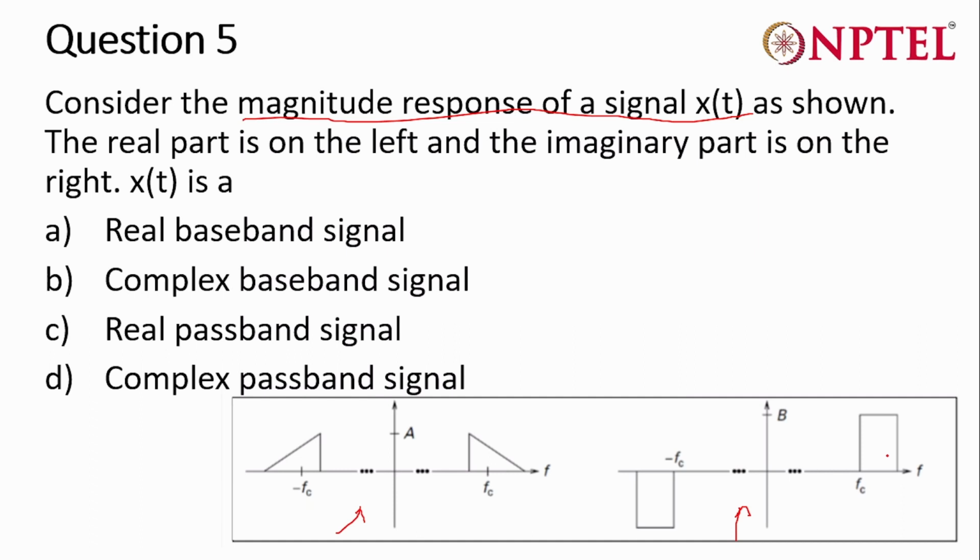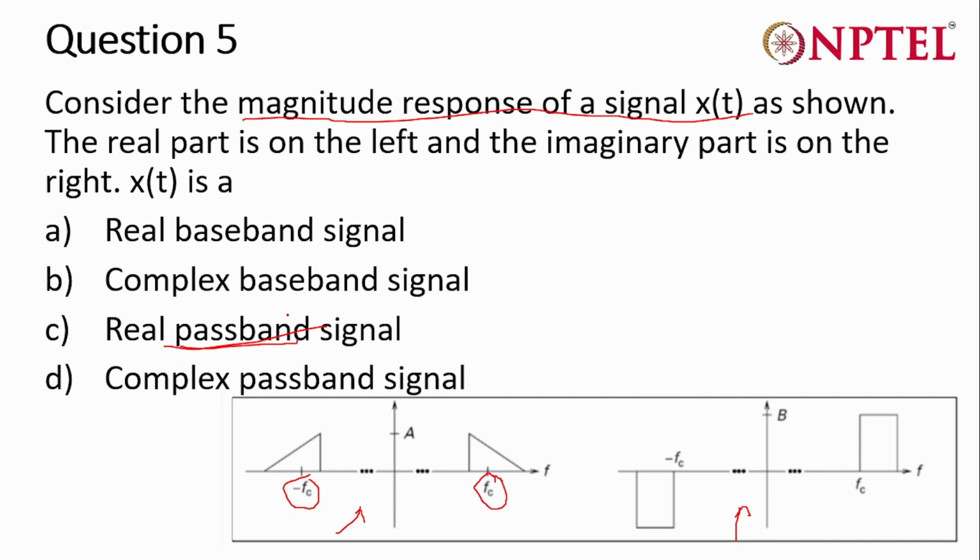Don't know, madam. Not sure. Okay, so I'll guide you guys to the answer. Now, if we see that this spectrum is centered around Fc, what does Fc mean? Fc is the carrier frequency. So the real and imaginary part of the spectrum is centered around the carrier frequency. So this signal is a passband signal.